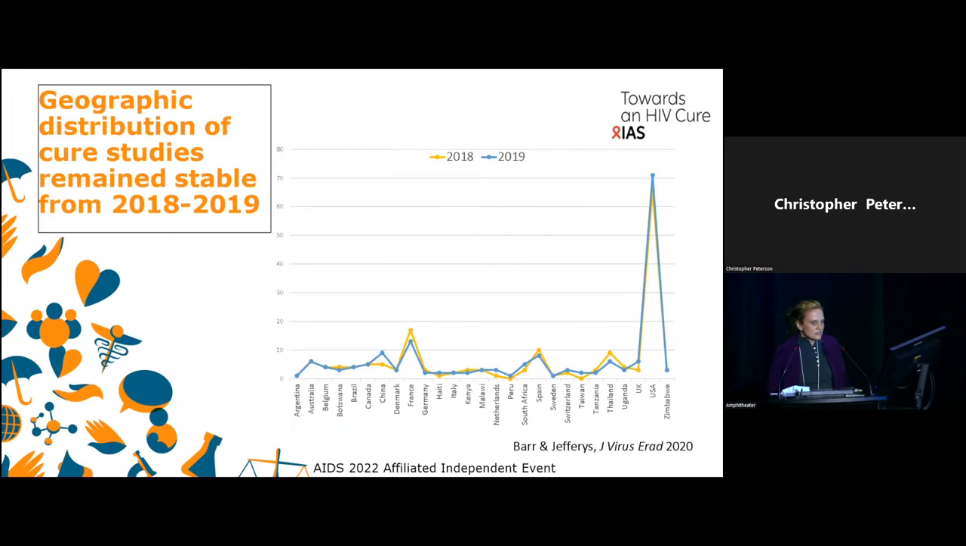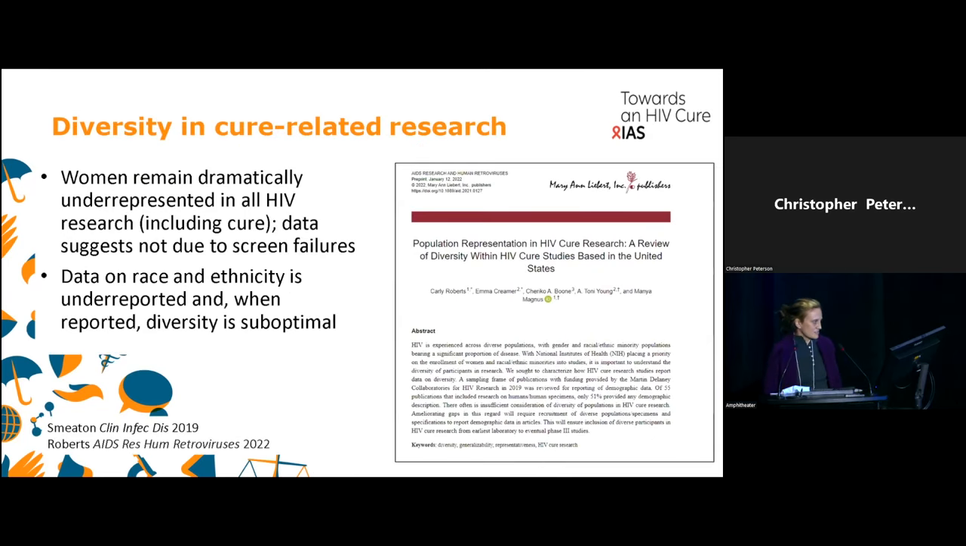We also looked at year-on-year comparisons of the distribution of cure research to see if maybe there was a big spike, and there was not. The geographic distribution in yellow is 2018, and blue is 2019, and the studies did not move a lot geographically. So this was not a one-off event. We heard a lot this morning already about why geographic diversity matters in terms of subtype, in terms of racial, ethnic diversity, in terms of just general diversity in cure-related research.